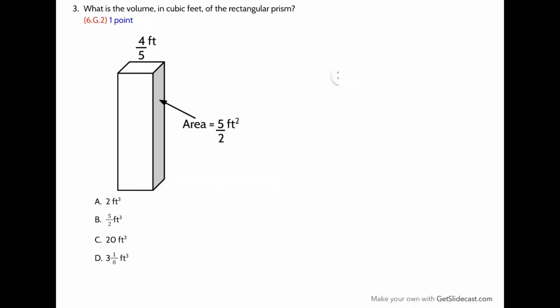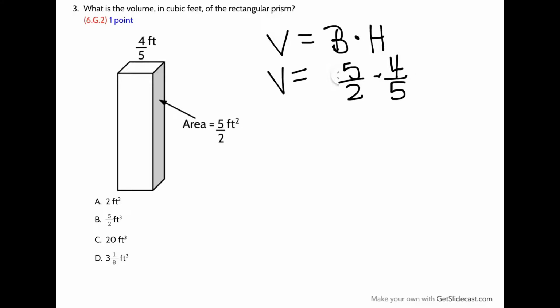What is the volume in cubic feet of the rectangular prism? So we know that volume equals the area of the base times the height. So we know that the volume equals 5/2 times 4/5. You can go ahead and multiply straight across, and do not forget to simplify to find your answer.